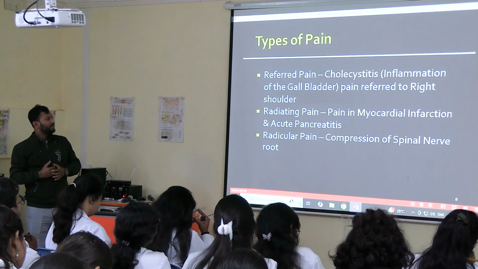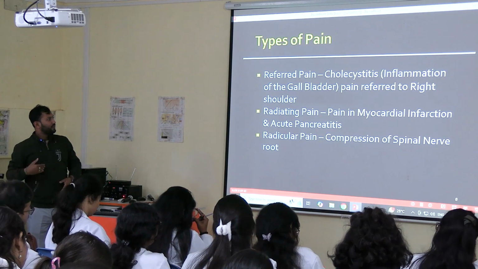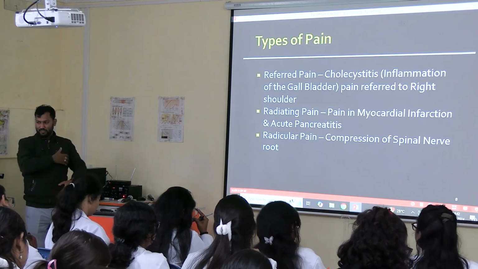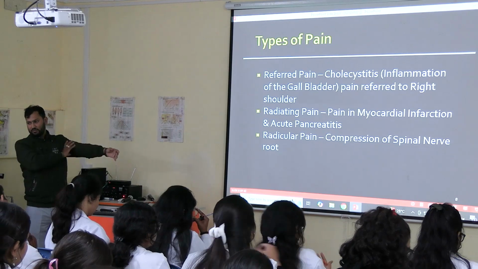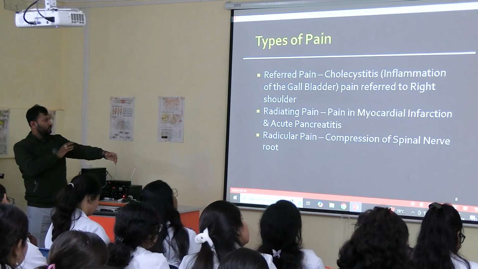And in case of radiating pain, the pain will radiate to another area. There will be constant pain in both areas, like in the heart also, in the arm also. There will be pain in both areas.